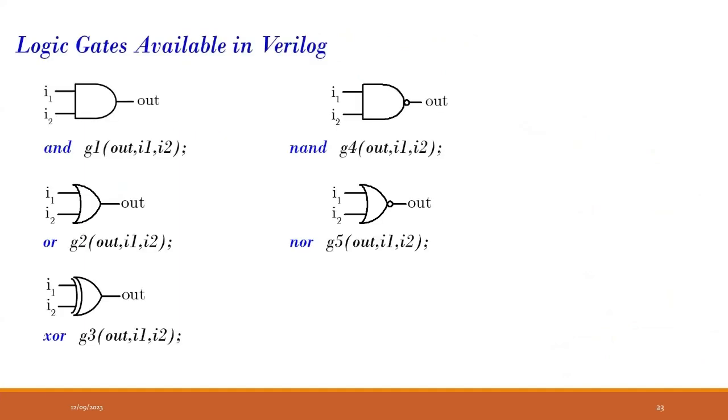So we'll see structural modeling. These are the basic gates, all of you know. AND gate, NAND gate. NAND is just the opposite of AND gate. All these things we know.